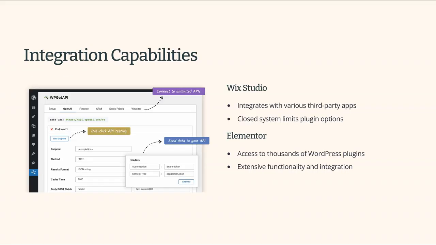Performance is a key factor for any website. Wix Studio manages hosting and ensures optimized performance, but the page load speed can be slower due to its code structure. Elementor, on the other hand, relies on the hosting and WordPress setup for performance, allowing more control and potential for optimization.